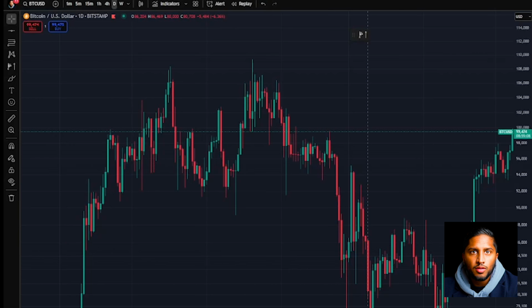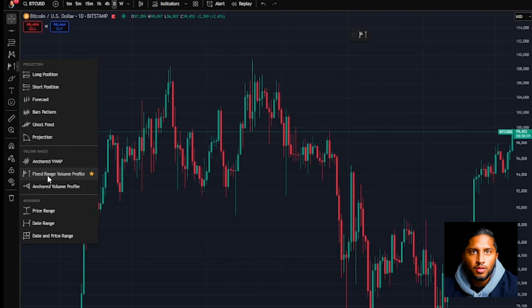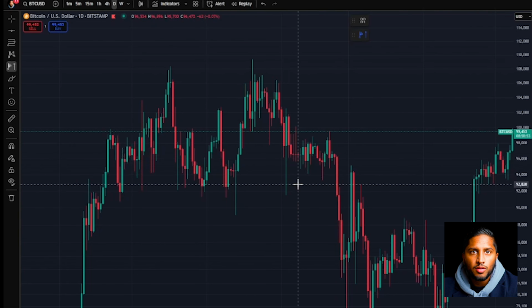Right now we're looking at Bitcoin in TradingView on the daily chart. And so what I did now is I come over here, I scroll down to fixed range volume profile. I go ahead and select that. Now you look for a range where you want to see the volume and maybe where the most activity and or handshakes have happened.